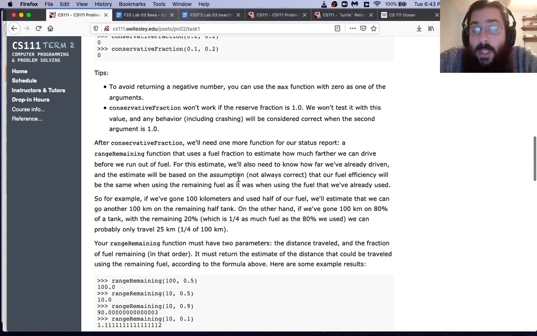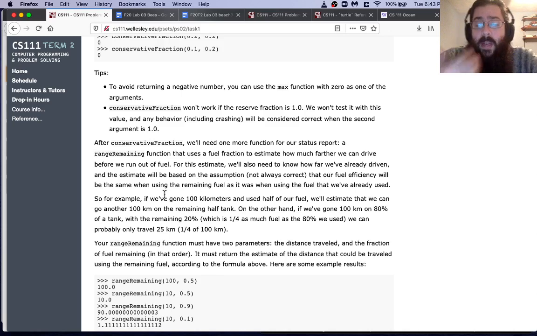There's one more function that we'll need for our final status report function for this task, and that is called range remaining. And the idea is that if we know how far we've traveled and how much fuel we've used, we can estimate how far you can drive with the rest of the fuel you have remaining. So this function is going to take two parameters. Again, they're both going to be numbers. The first number is a distance. So it is basically how far have we driven so far. And you can treat this as like a number in kilometers or miles. Doesn't really matter what the units are. I think we use kilometers for the output.